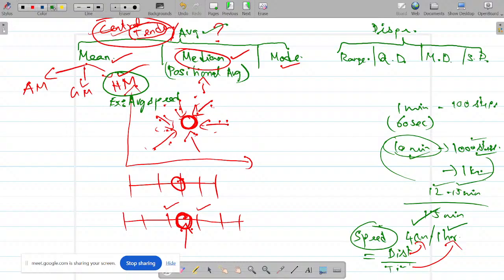Instead, if you are given a rate of interest or percentage, say you have taken loans, one at 9% and one at 10%, and you are asked to find the average rate of interest, you go for finding geometric mean. If nothing is mentioned, you go for the common formula, summation x by n. When we use the summation x by n formula, it is the arithmetic mean.